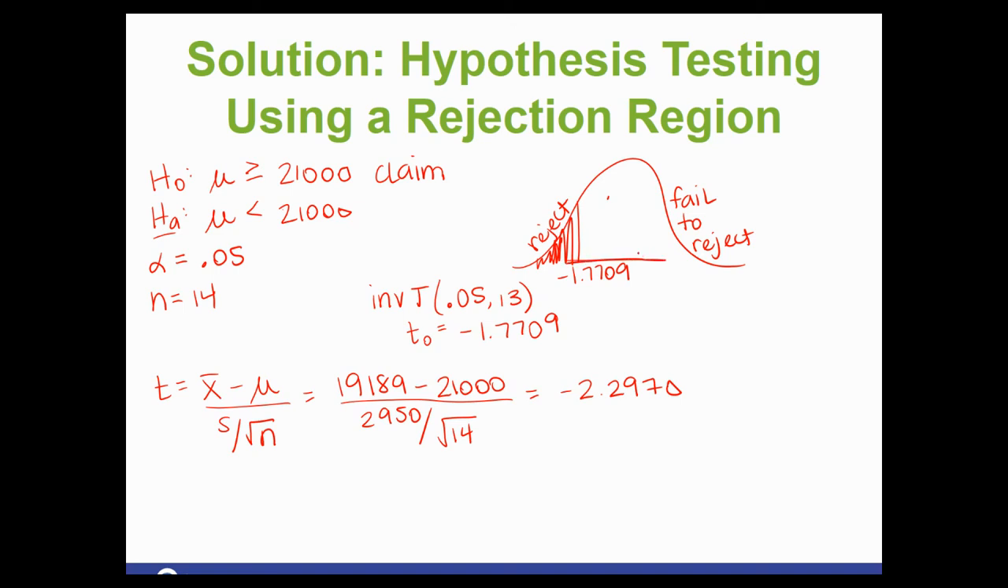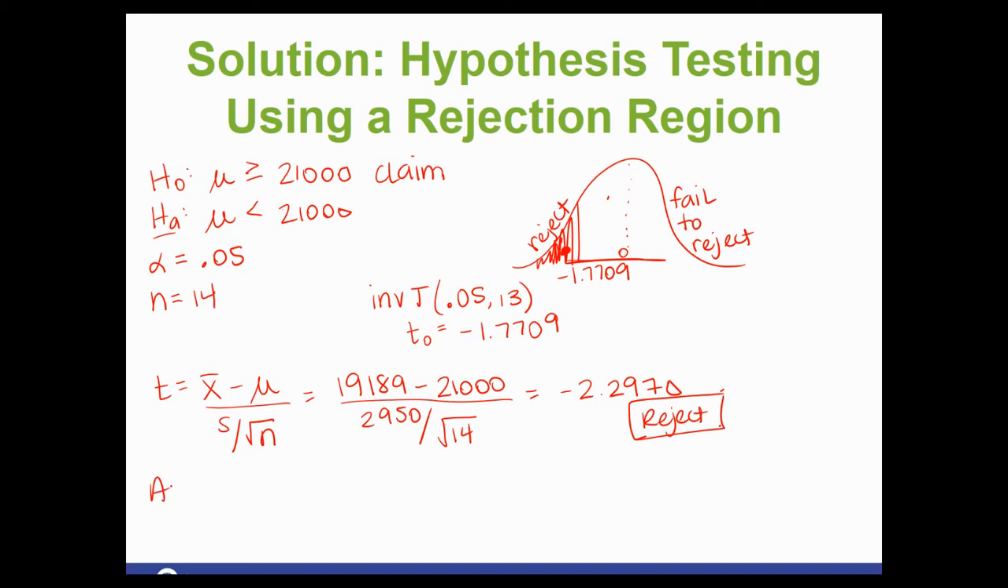Keep in mind your sketch, 0 is at that hump. And then to the left, you have negative values. To the right, you have positive. So since we have something smaller than our critical value, we are in that shaded area. We are going to make the decision to reject.